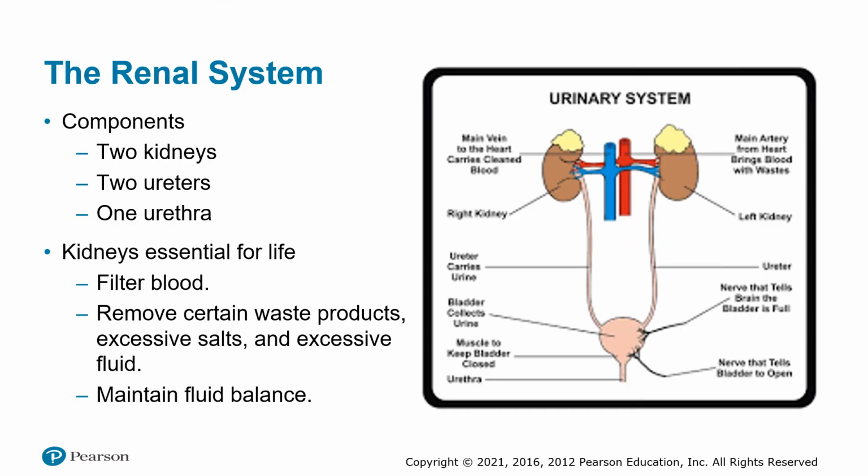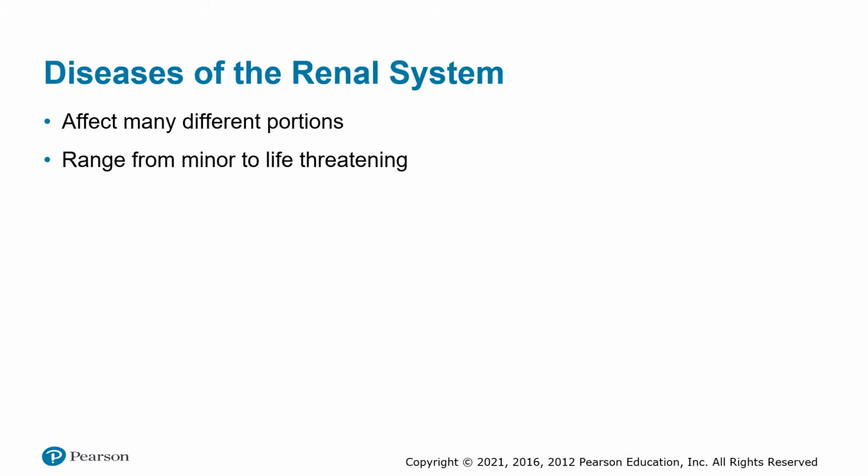The renal system. So there's a couple different components in the renal system. We have the kidneys, the ureters, and the urethra. Kidneys are essential for life. They filter blood and remove waste products, excessive salts, and excessive fluid, and it helps to maintain our fluid balance. So diseases, they affect many different portions, and they range from minor to life-threatening.